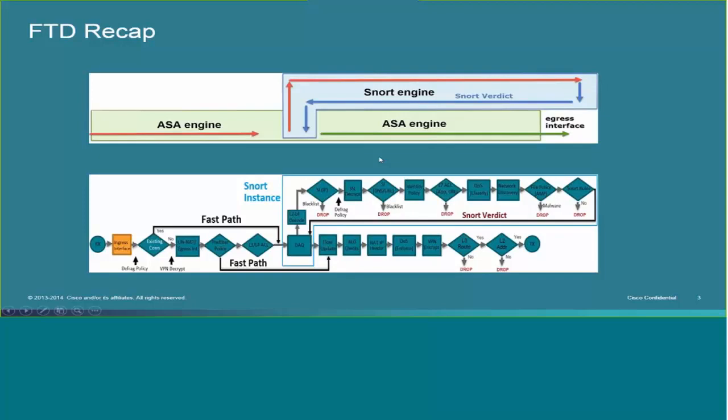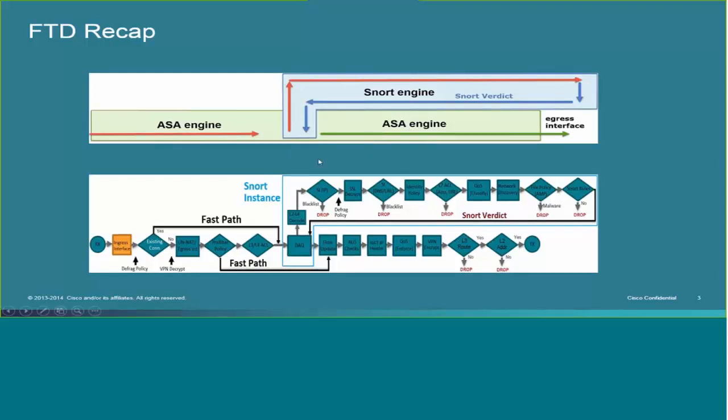So traffic would be entering the ASA engine, which is also called Lina, and sent to the SNORT depending on the pre-filter policy. If the pre-filter policy is configured as analyze, it will be sent to SNORT. If it is configured as fast path, the SNORT will be bypassed and it will be sent out through the ASA engine. So this is the flow of a packet through the FTD.